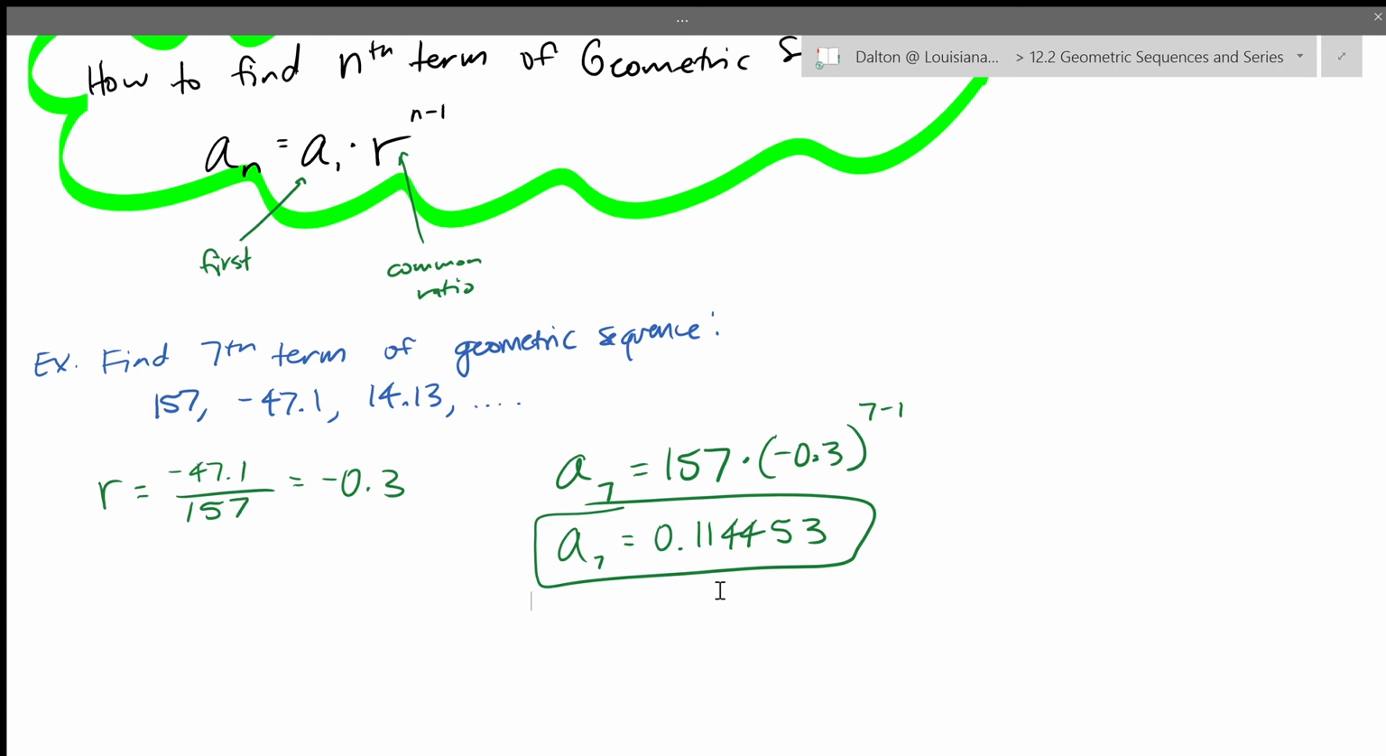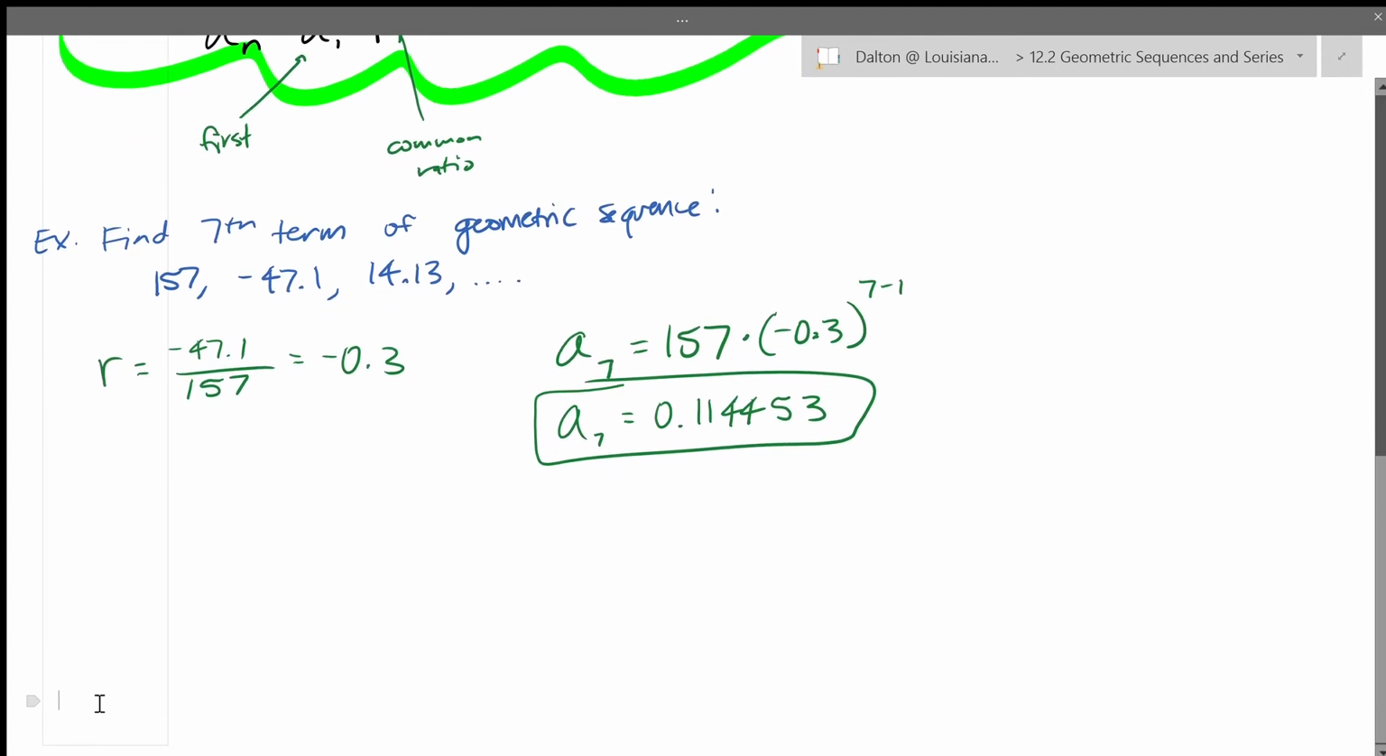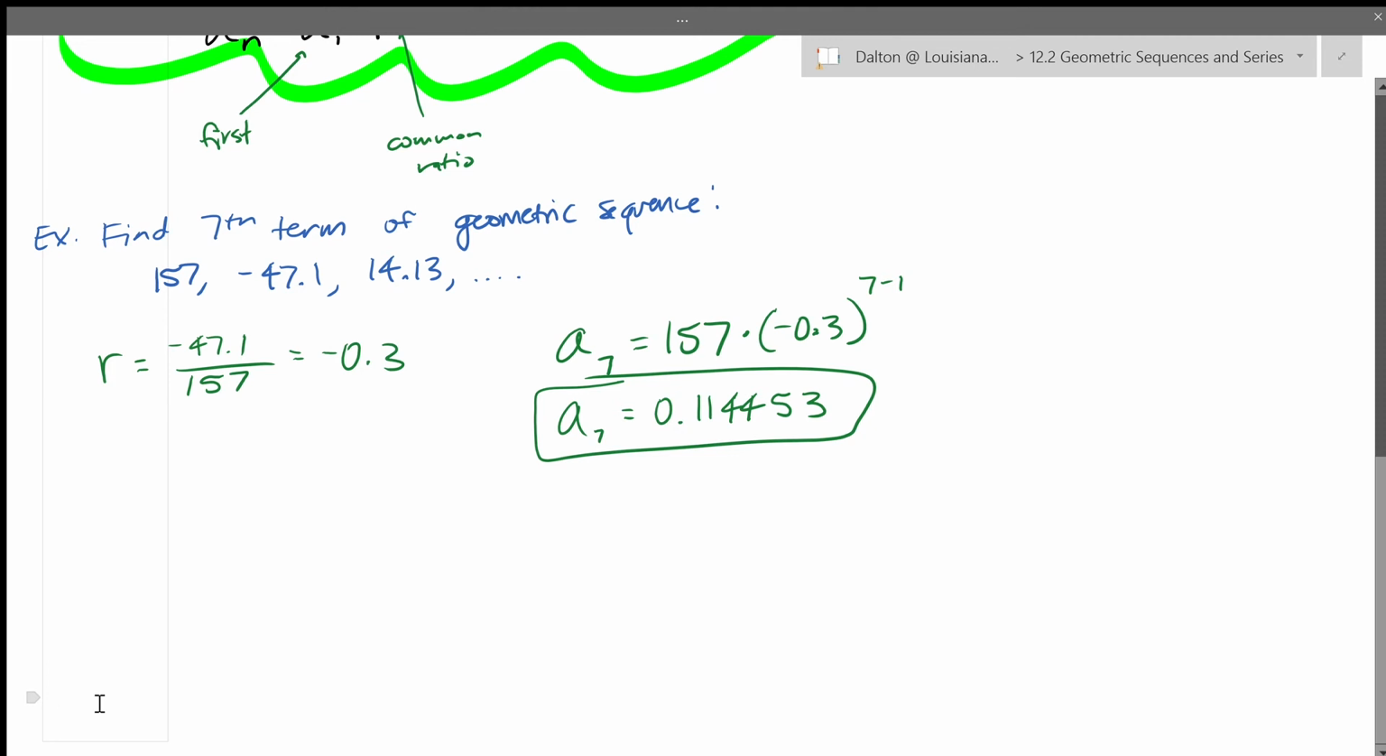Okay, now recall when we talked about this yesterday, the term geometric means just stood for terms that were between any two non-consecutive terms. So negative 47.1 was the geometric mean between 157 and 14.13. It's the same for these geometric sequences as it was with the arithmetic means. It's just the terms between. So I might ask you a question like this. Form a sequence with two geometric means.